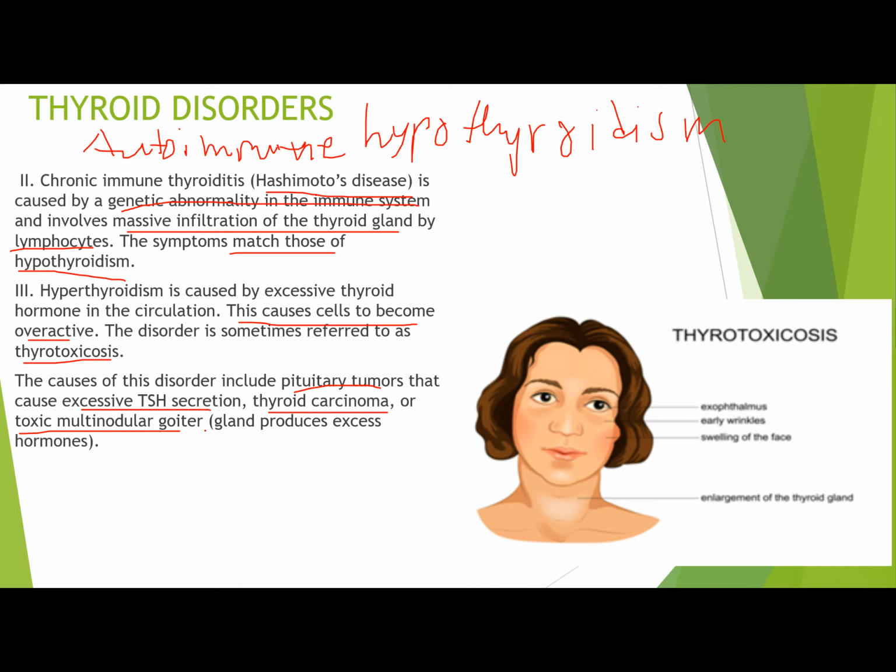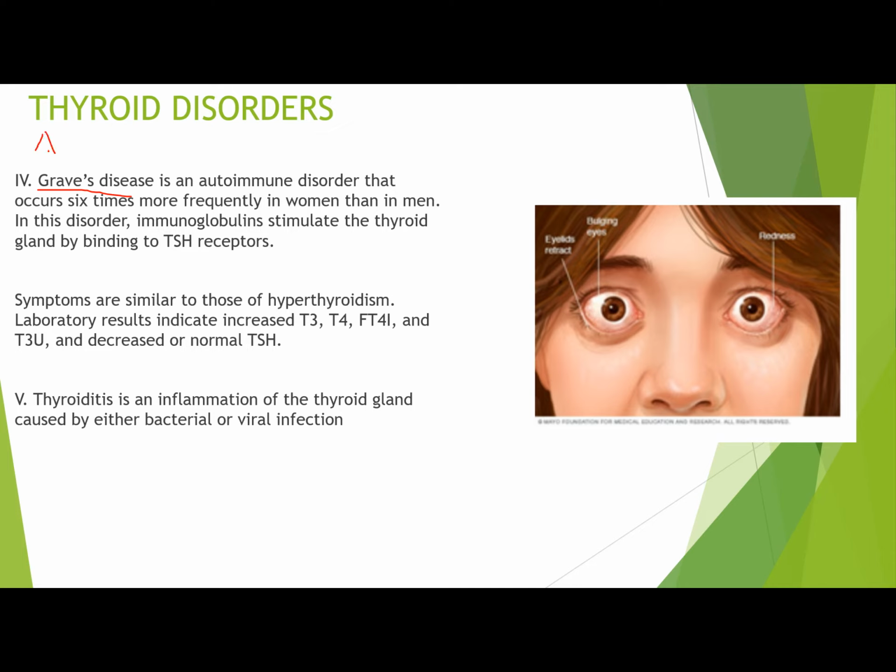Then we also have your Graves' disease. Si Graves' disease naman class, autoimmune disorder din to. This is known as your autoimmune hyperthyroidism. So si Hashimoto hypo, si Graves naman hyperthyroidism. This would occur 6 times more frequently in women. And in this disorder class, antibodies or immunoglobulins stimulate the thyroid gland by binding to the TSH receptor.